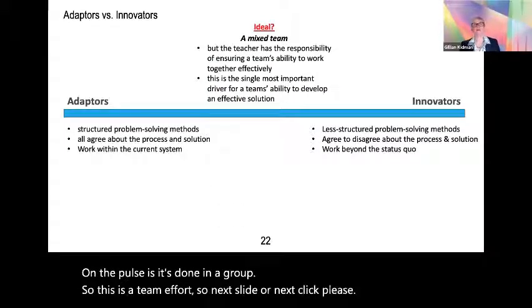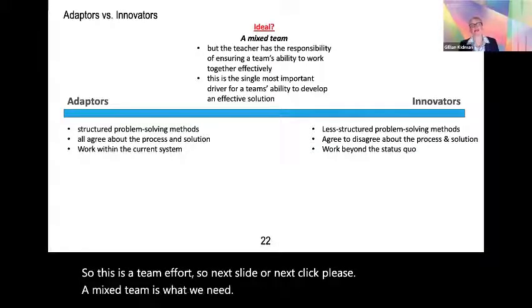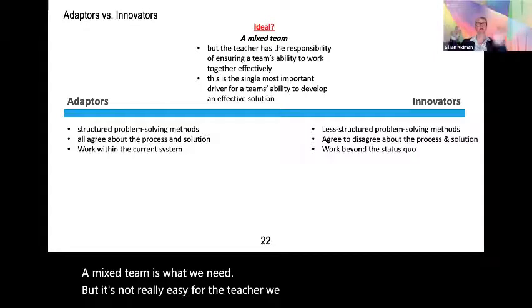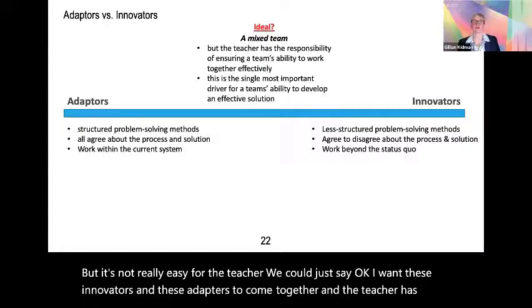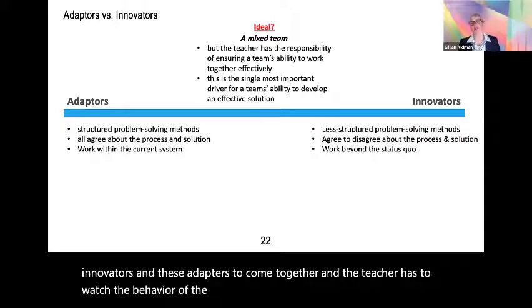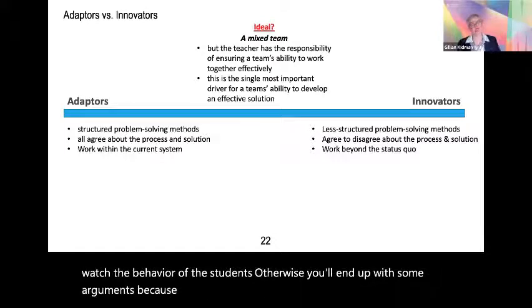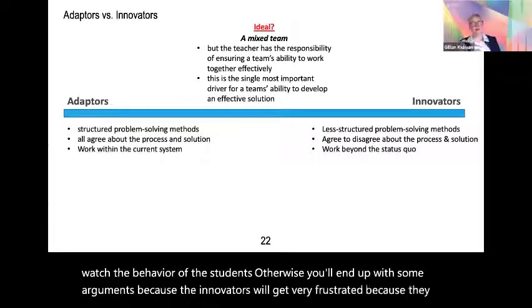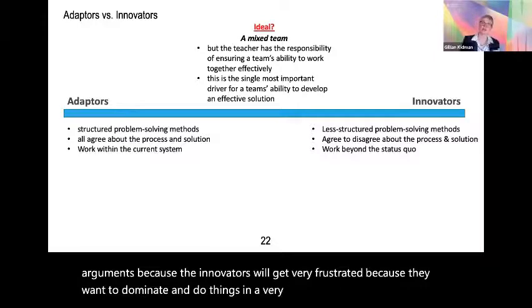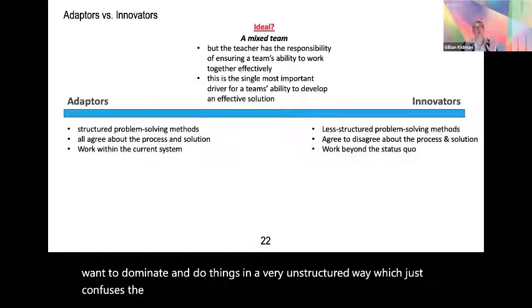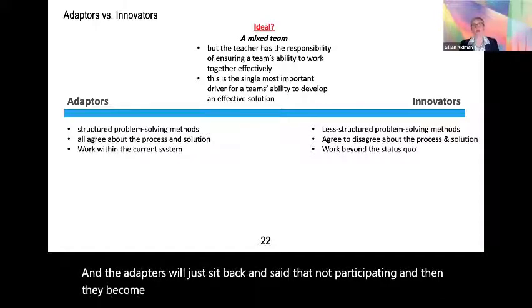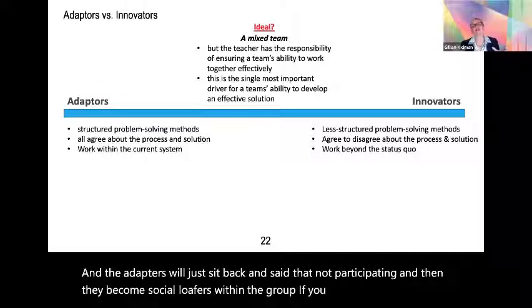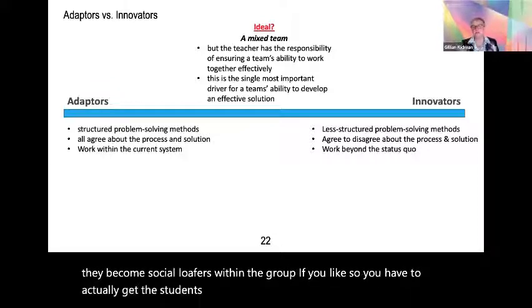A mixed team is what we need, but it's not really easy for the teacher. We can't just say, okay, I want these innovators and these adapters to come together. The teacher has to watch the behavior of the students. Otherwise, you'll end up with some arguments because the innovators will get very frustrated because they want to dominate and do things in a very unstructured way, which just confuses the adapters. And the adapters will just sit back and not participate, and then they become social loafers within the group, if you like. So you have to actually get the students to understand there are different preferences at work within the one group, and you have to work together as a team.